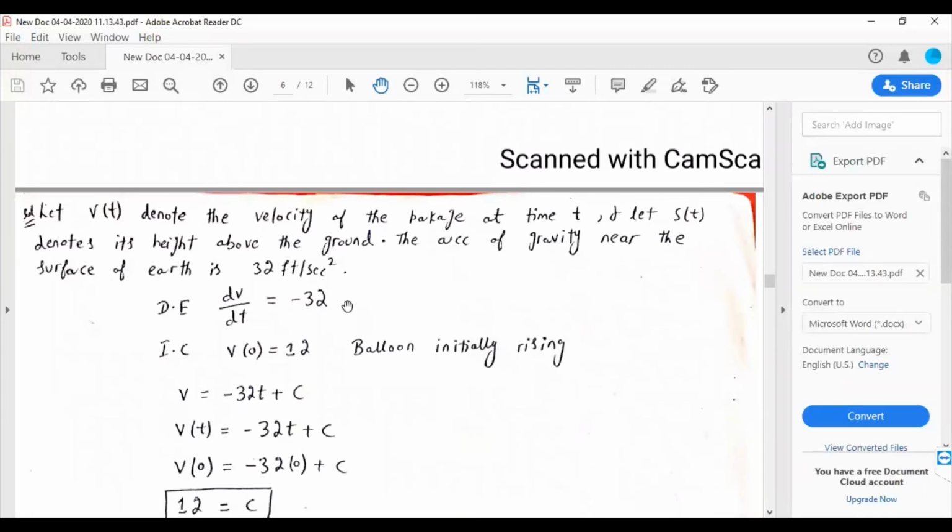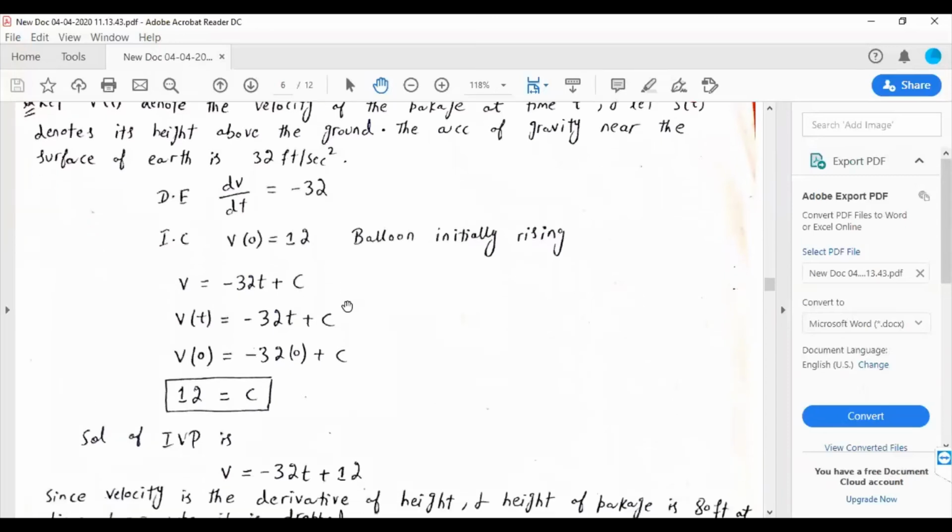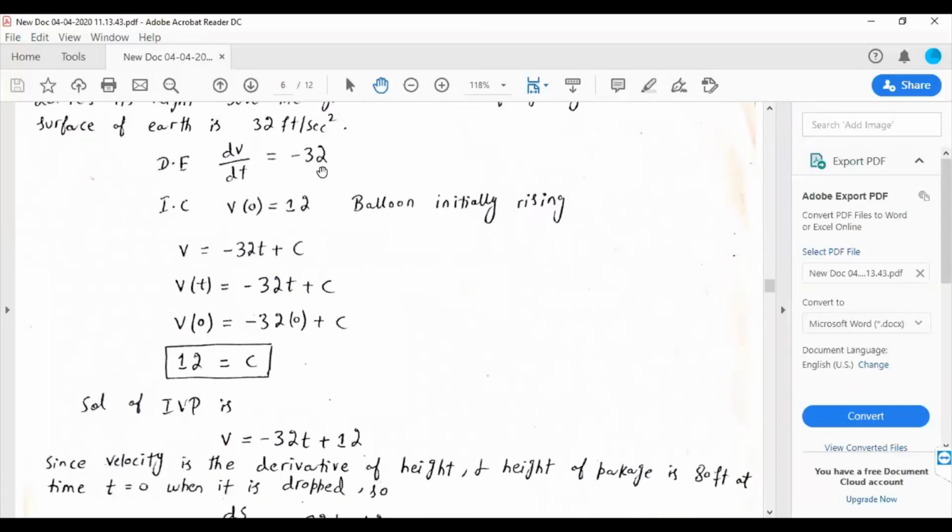So what will be our differential equation? Our differential equation will be dv by dt equals minus 32, because gravity is acting downward. What is the initial condition? The initial condition is that at time 0 the velocity is 12, as the balloon is initially rising upwards. Integrating this expression, integral of dv equals minus integral of 32 dt, we get v equals minus 32t plus c.